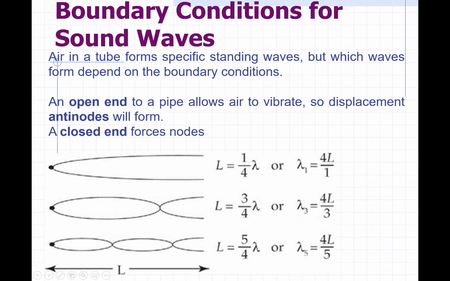The boundary conditions for sound waves are going to be kind of similar to transverse waves. If we have a pipe that has an open end, then the air is free to vibrate on that end, which means we have an antinode. If we have a pipe that's closed on one end, there's a wall there, which means there's no vibration, so it's going to be a node. We could also have a pipe that's open on both ends, like a tube. That would just be two antinodes.